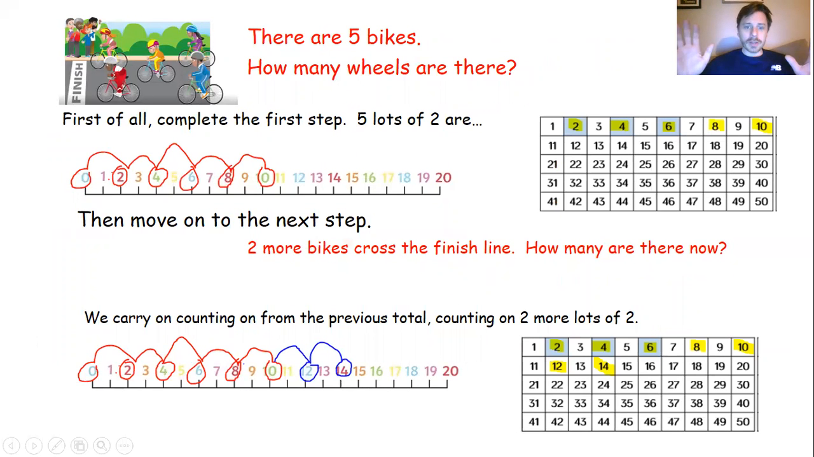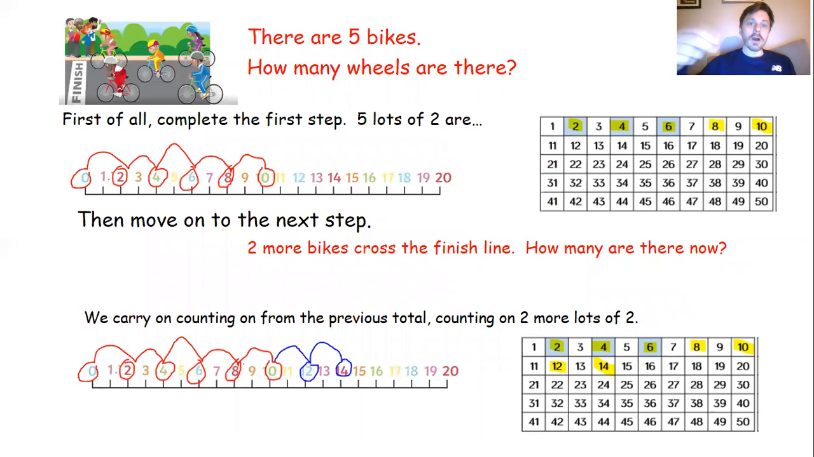Right, look at this information, a lot of information in this slide. So let's have a look together. What am I saying? So there are 5 bikes. How many wheels are there? So again, like before, what we need to do is work out that problem using our equipment. So there are 5 bikes, so I've done 5 jumps of 2. I've also shown the same one this time around using my 1 to 50 number grid. So I've done jumps of 2 on my number grid there, and you can see that both show the same thing. 5 lots of 2 are, that's right, 10. Now the second part of the problem carried on. So you need to know that first part.